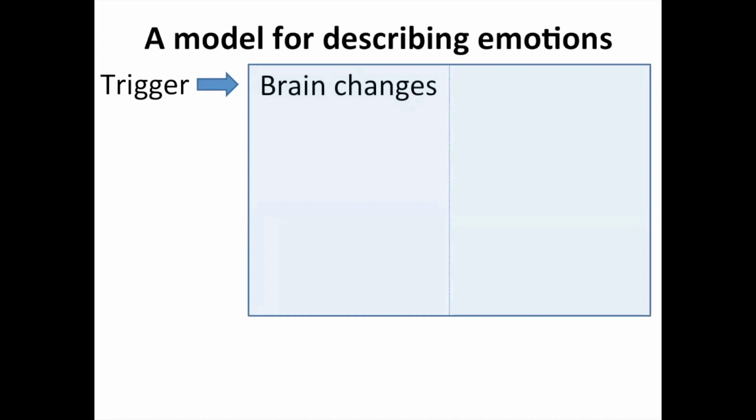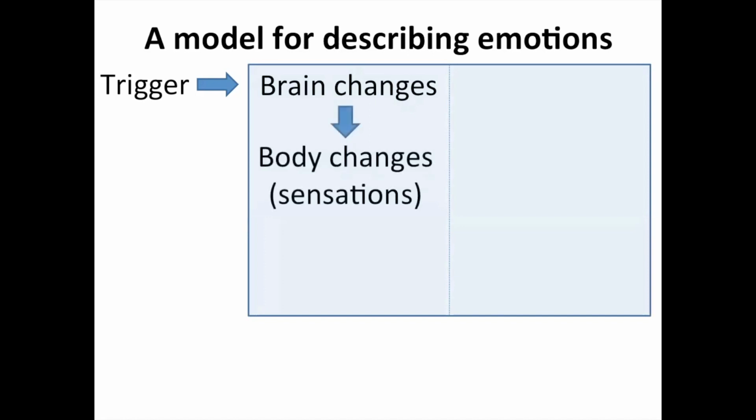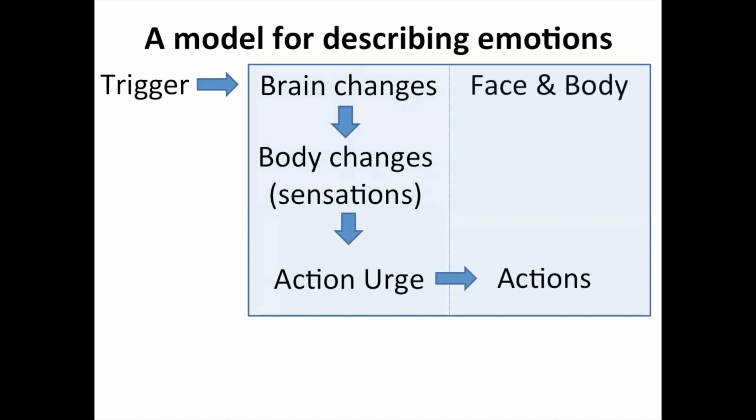So the next step in this chain is that once you have a trigger, this causes changes in our brain. And the brain sends electrical and chemical signals to the rest of our body. And this is what we experience as physical sensations in our body. This in turn leads to an action urge, a tendency to want to respond in a certain manner. And this then leads to a specific action.